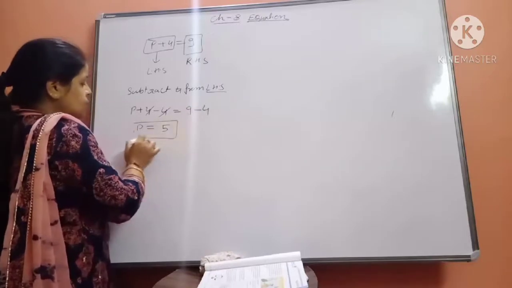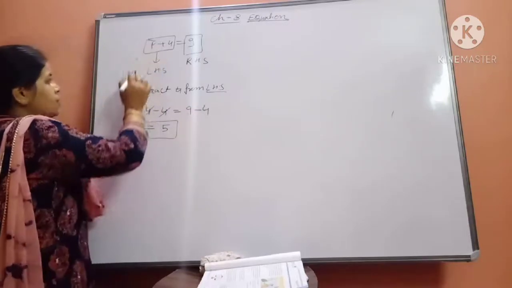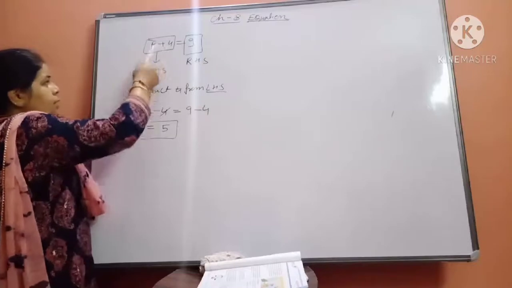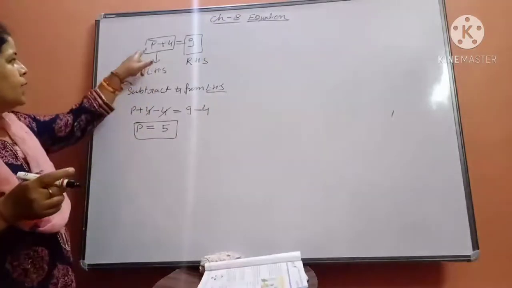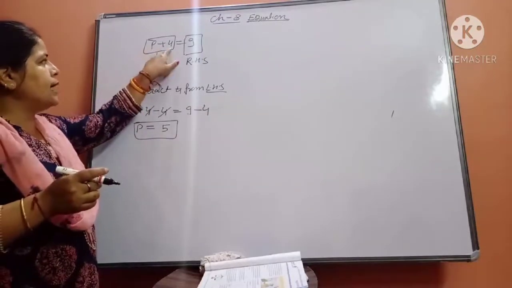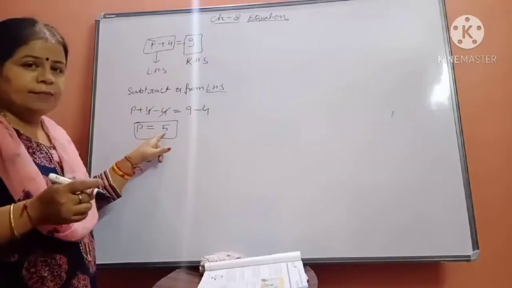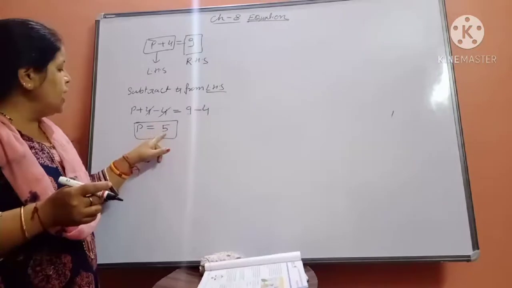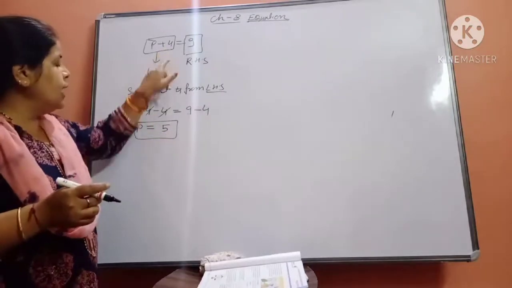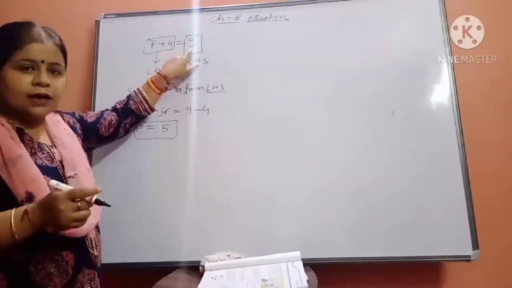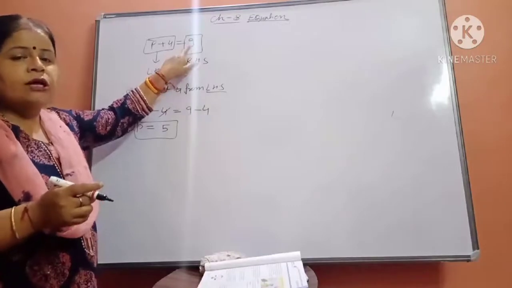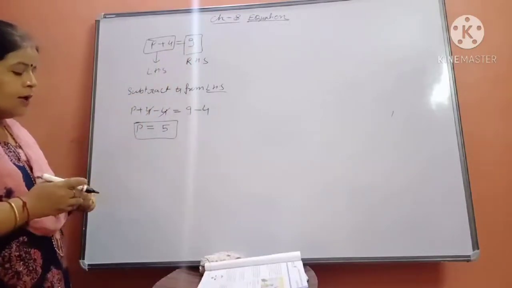Now try to understand the question. From any number, if 4 is added, it gives us 9. What was the value of that number? 5. If you add 4 to 5, it gives you 9. In this way we are finding the answer.